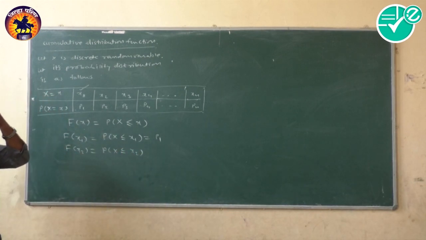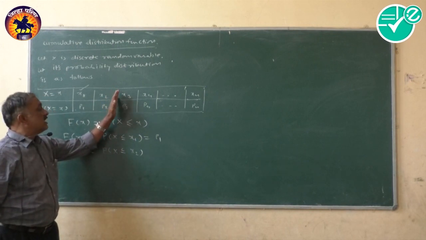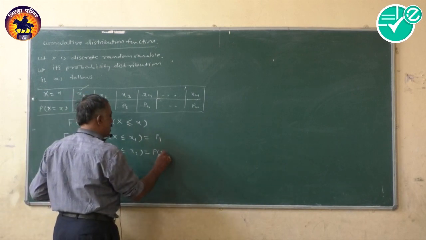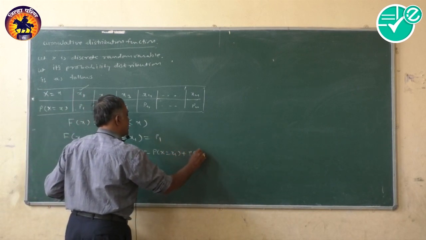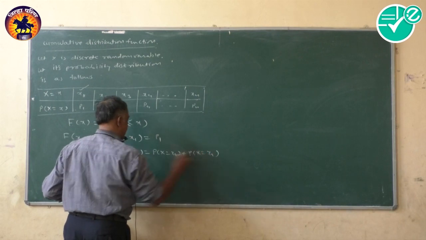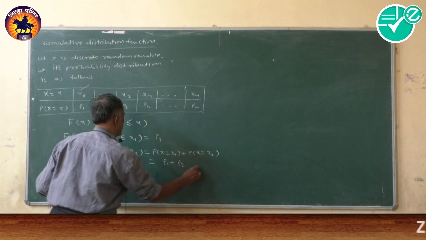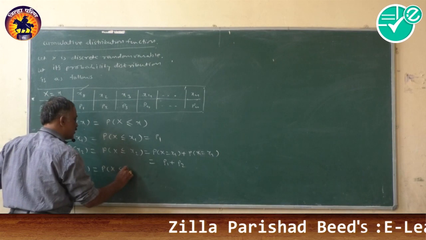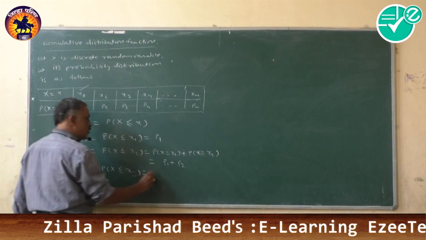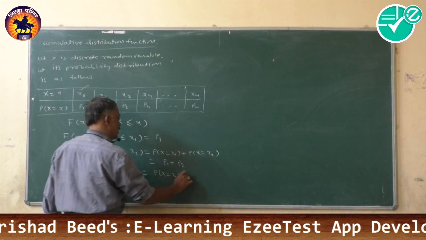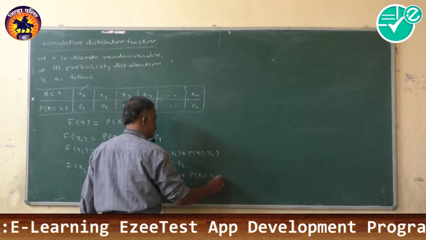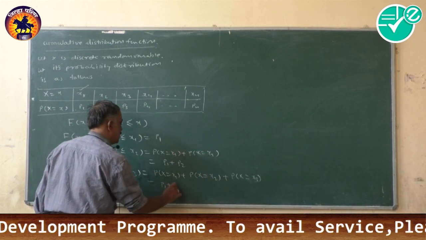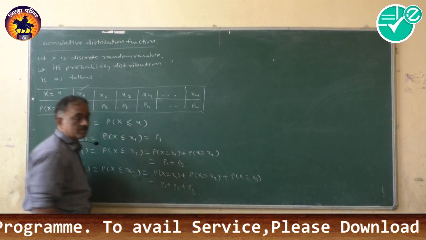F of x2 is equal to the probability that x assumes a value less than or equal to x2. So which are the values of x which are less than or equal to x2? Those are x1 and x2. So naturally it is exactly equal to the probability that x is equal to x1 plus the probability that x is equal to x2. And therefore it is exactly equal to p1 plus p2. F of x3 is equal to the probability that x is less than or equal to x3. That means we have to add the probability at x equal to x1, plus at x equal to x2, plus at x equal to x3. So that equals p1 plus p2 plus p3, and so on.